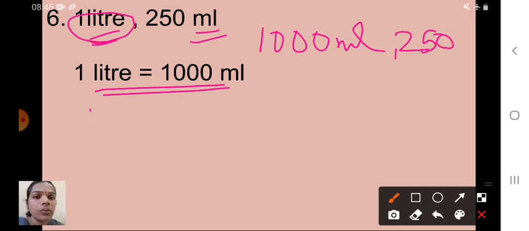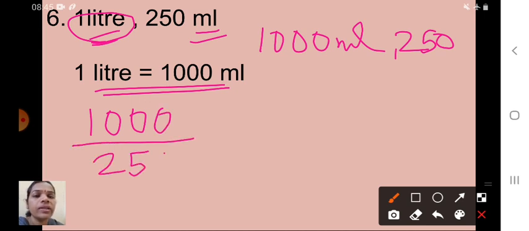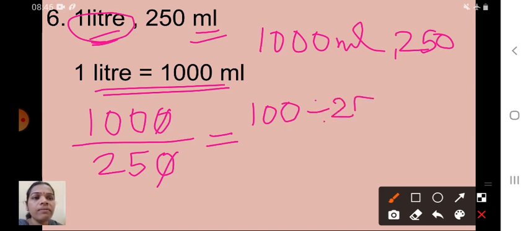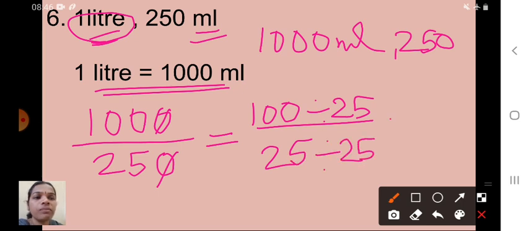Okay, first we have to write what? 1000 milliliter upon 250 milliliter. So here what we have to do? This 0 we can cut, isn't it children? So 100 upon 25. What is the highest common factor? Yes, can you say? Very good, 25. Okay, so see here 100 is divided by 25 upon 25 is divided by what? 25. So what will come here children? 4 upon 1. This is your answer. 4 upon 1 or 4:1.